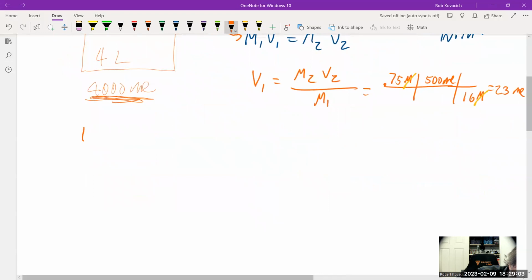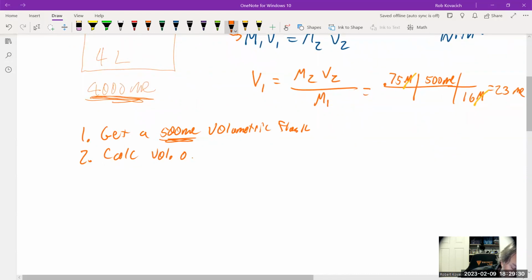So step 1 will be get a 500 milliliter volumetric flask, because that's how we make solutions. So step 1 always has to be that, to get that container, because you might not have that container. Maybe you've got 1,000 milliliter container. So make sure you've got the 500. So get that 500 milliliter container. And the next thing we always do is calculate volume of concentrate. Okay, we did that, 23 milliliters.